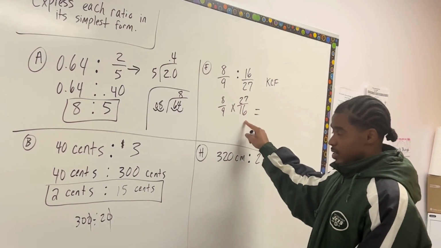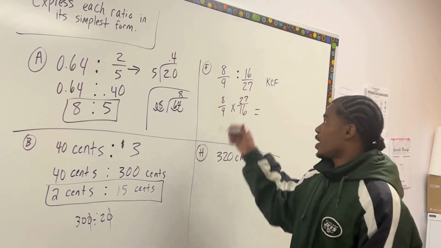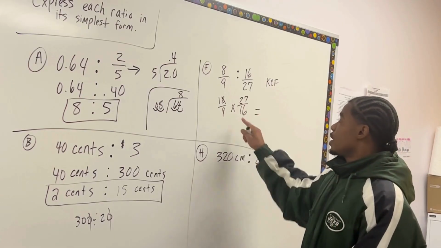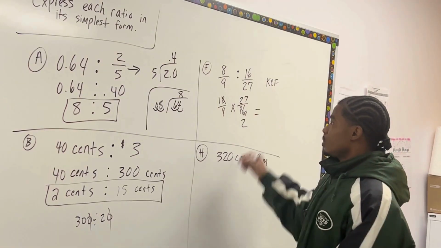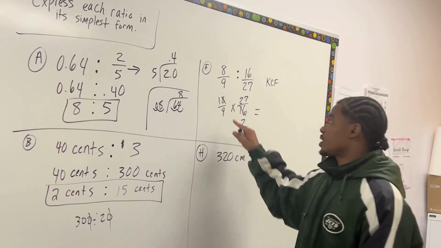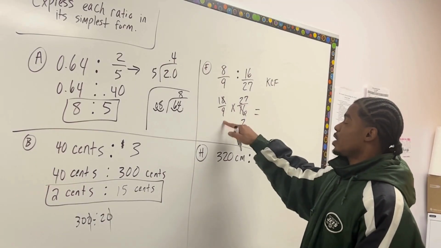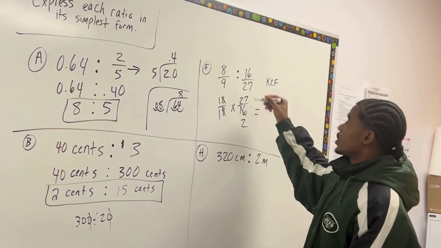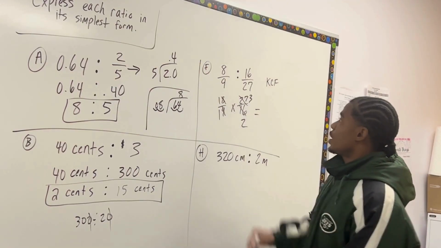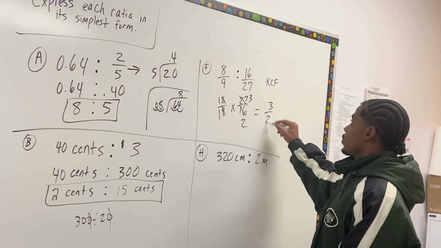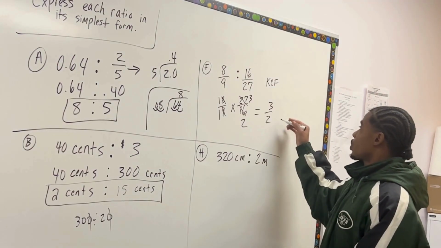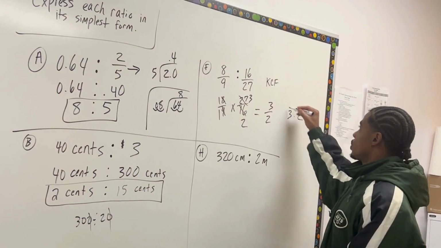8 and 16 have a greatest common factor of 8. So 8 divided by 8 is 1. 16 divided by 8 is 2. That's basically what he's saying to do. And then he's saying you can cross simplify 9 and 27. 9 divided by 9 is 1, and 27 divided by 9 is 3. So that would have given us 3 over 2. But we're dealing with ratios, so it's really 3 to 2.